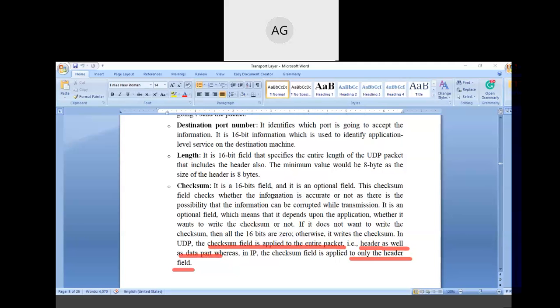Just write in the chat box so that we can proceed further. Okay.